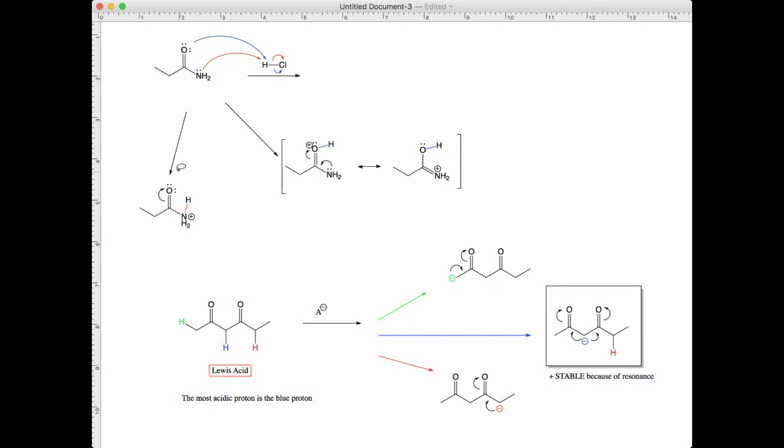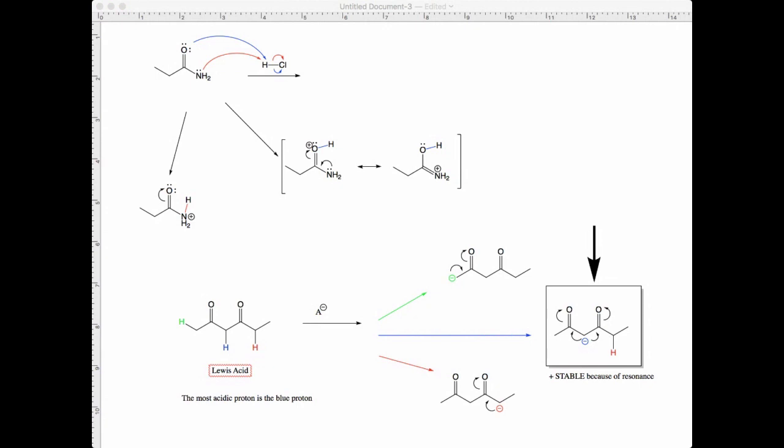Therefore, if you treat this compound with a base, the resulting product will be this. None of these two will be formed because the most acidic proton is the blue proton. So I have given you in this video two examples that are important for you to take into account.